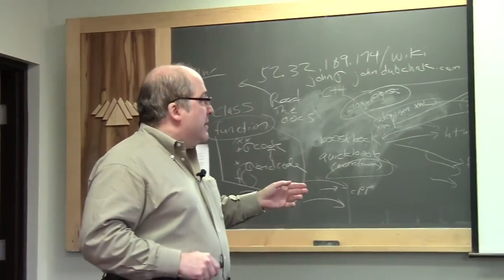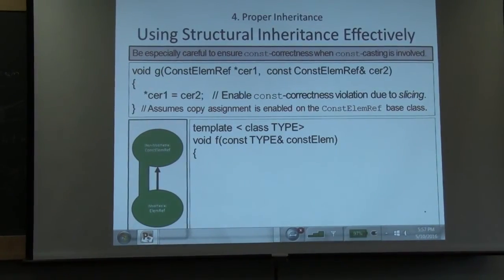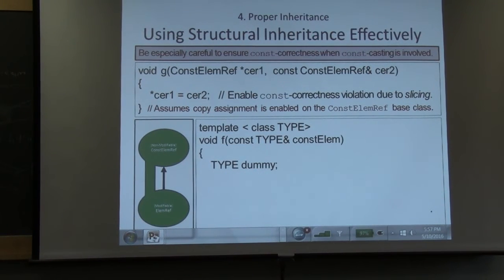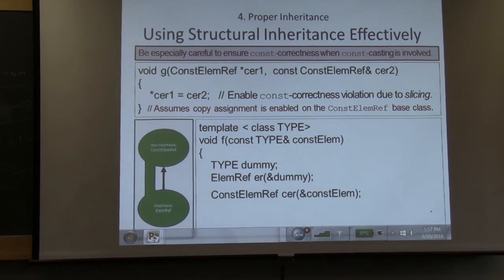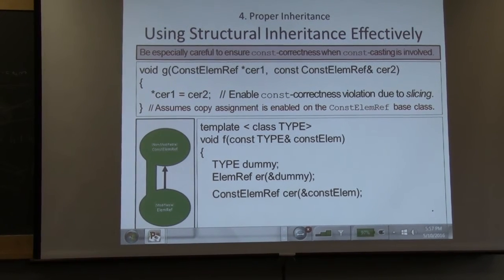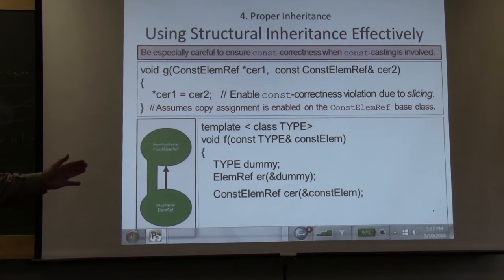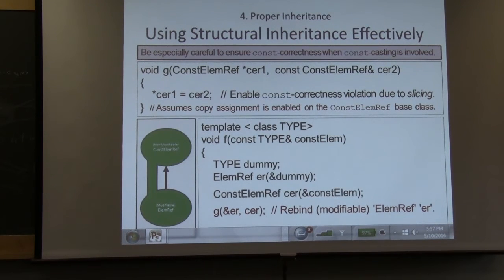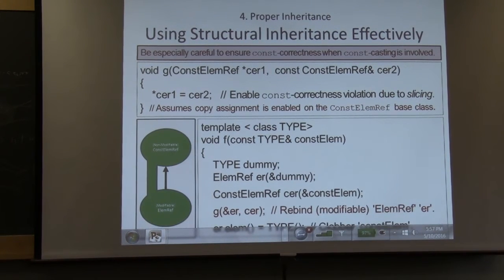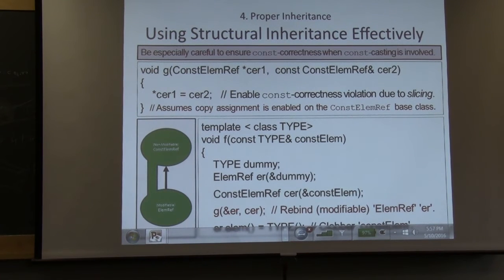Except it's not. So what happens is we start with our evil function, f, and we create a dummy type. A dummy type, of course, we can create a ref to that. So there's nothing wrong here. This is in our own business, right? Then we create a const lmref, and we take the address of the const lm that was coming in. And here's where the evil magic happens. We call the function slice off the lmref for the dummy to be the const lmref, then do the assignment. And now the lmref that went in, that turned into a const lmref, is now capable of clobbering the element that came in. So we've violated const correctness horribly.